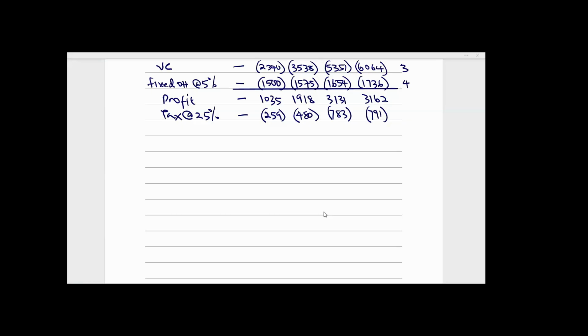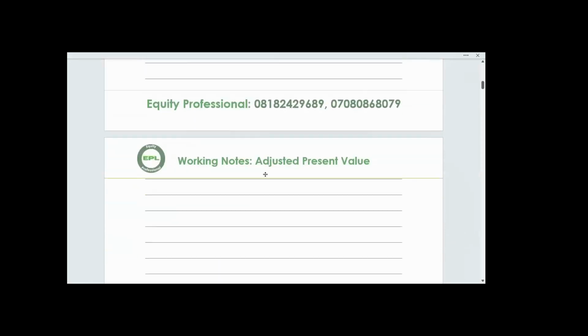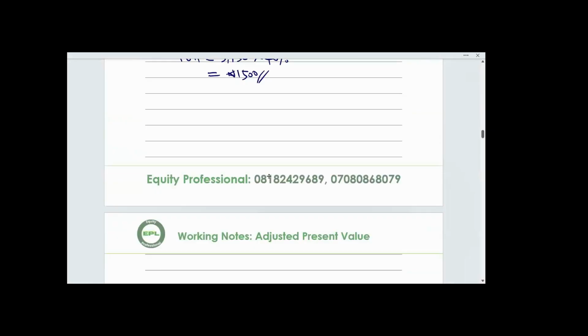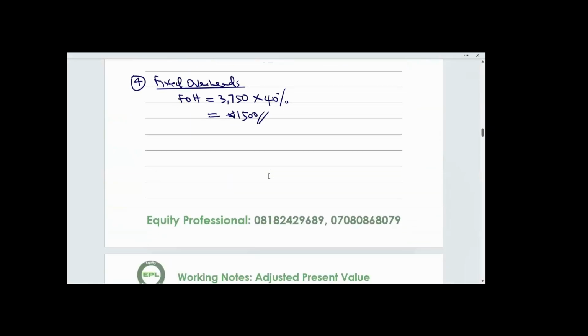Therefore, let's calculate our capital allowance. That will be working number 5. Since capital allowance is on a straight line basis, I don't need to waste my time. I want to calculate tax saved on capital allowance.